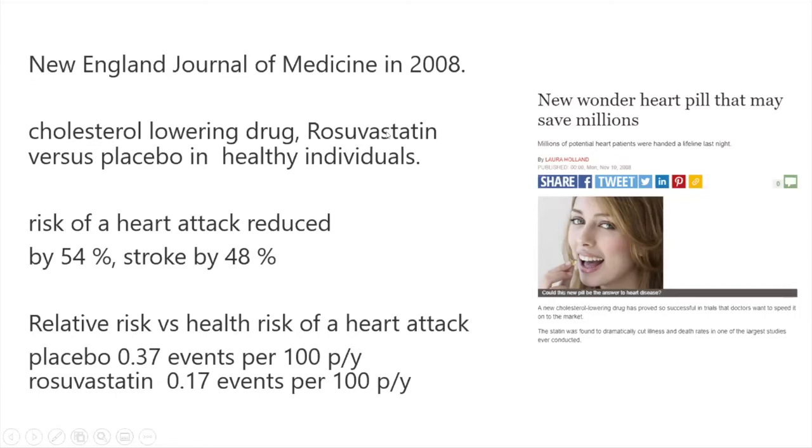Now, the relative risk of a heart attack in patients receiving the drug versus placebo was actually 0.37. So the risk reduction was much less than 50%, right? So one just needs to be very careful about what data is being presented and how it's being presented and what is being marketed, okay? So when you look at the relative risk reduction, you see that rosuvastatin cannot reduce the risk of heart attack or stroke by 50% in healthy individuals.